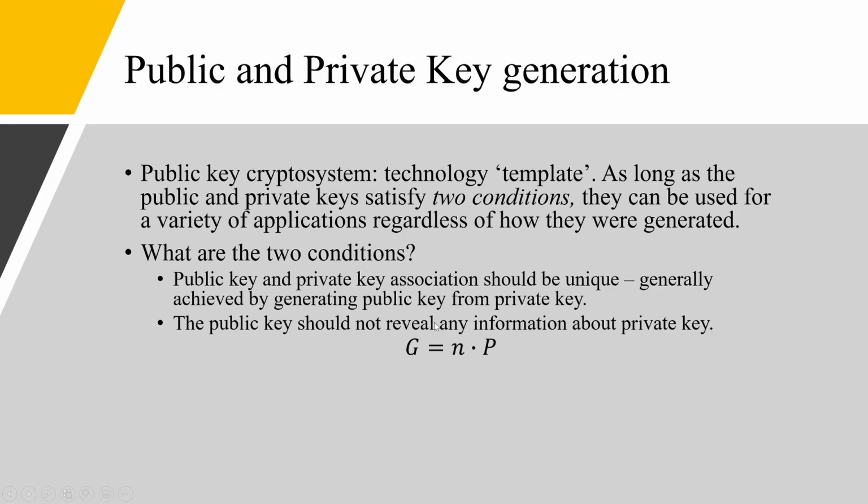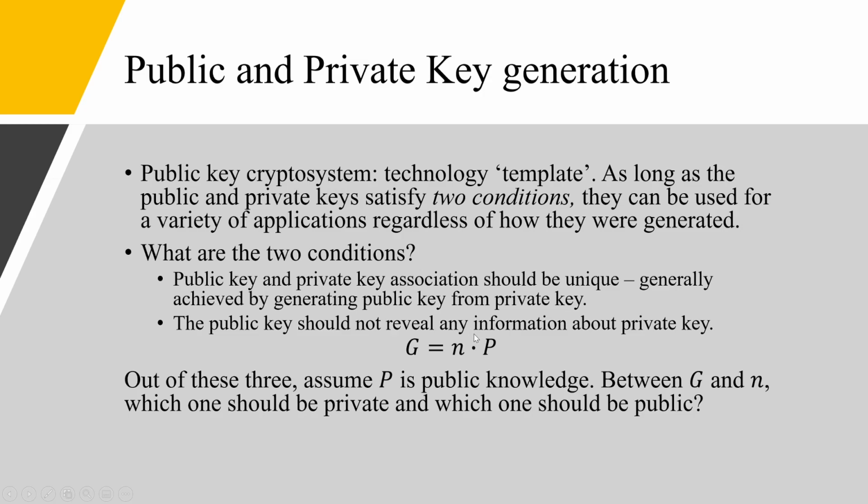And so let's look at this equation, G equals n dot P. We say that P is public information, everybody has it, and so our only variables are G and n. Out of these, which one should be the private key and which one should be the public key to satisfy these? The answer is, well, we should be able to generate the public key from the private key. Are we able to generate G from n or n from G? Because of the discrete logarithm problem, it is impossible to generate n from G. So we have to generate G from n because P is public knowledge. And so G is the public key and n is the private key.